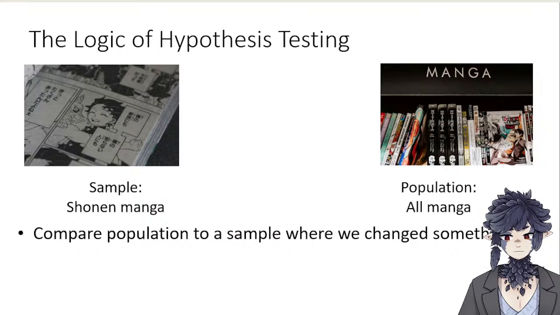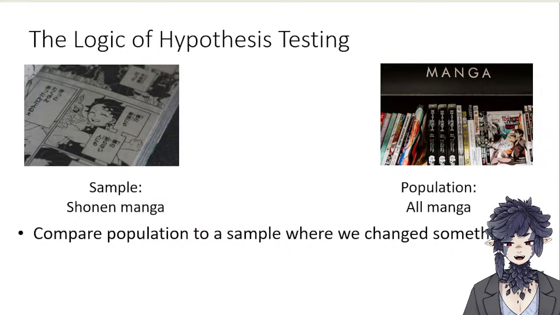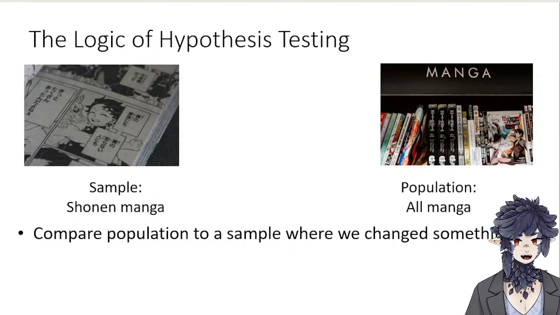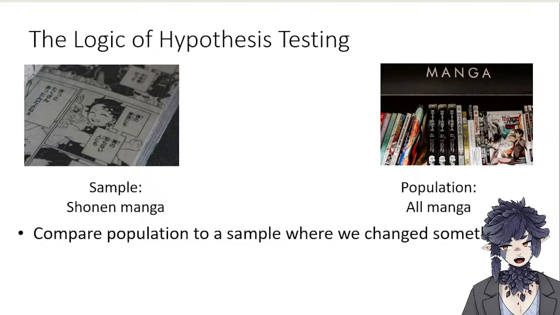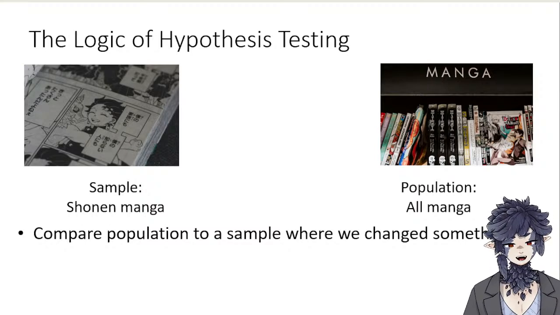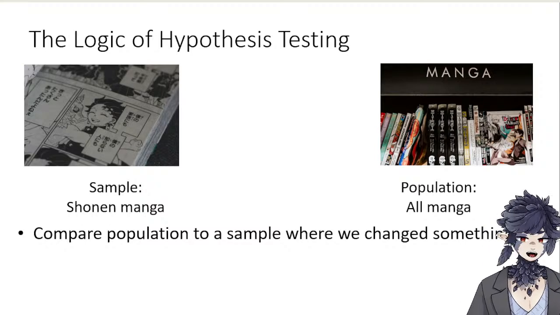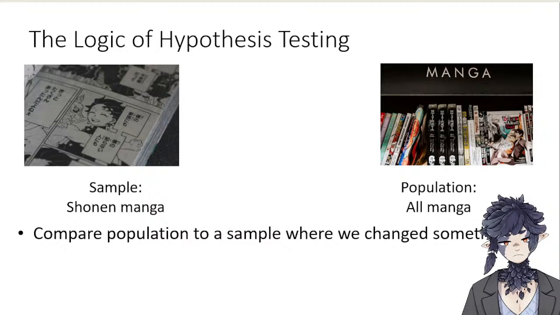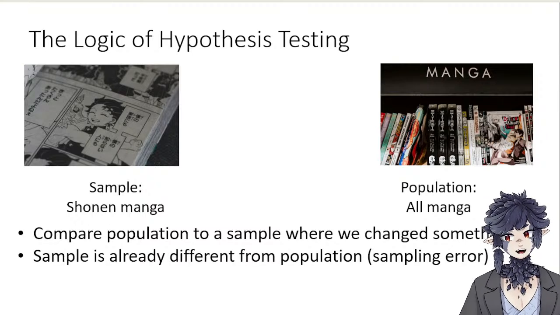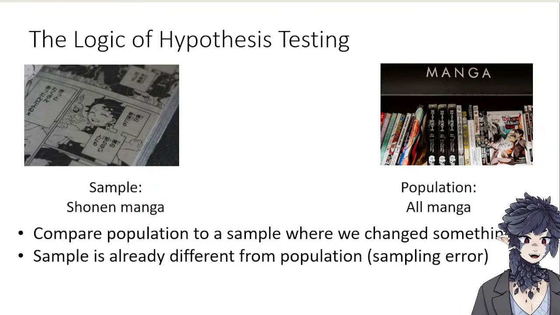So what we're going to do here is we are going to start simple. We're going to compare the population, which is all manga that's ever been published, to a sample where we change something. Or in this case, we're going to compare the population of all manga to just shonen manga specifically. Our sample, of course, is already going to be different from the population.